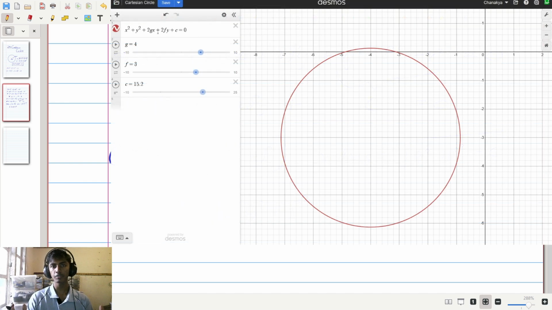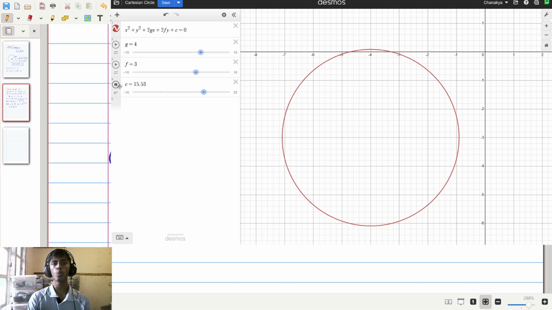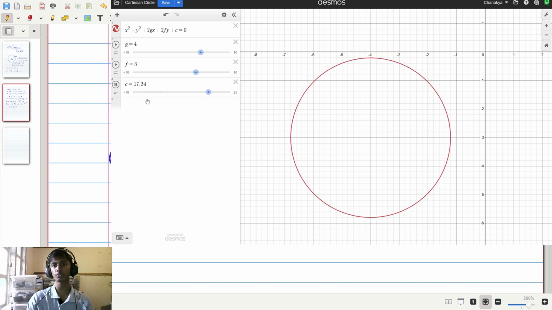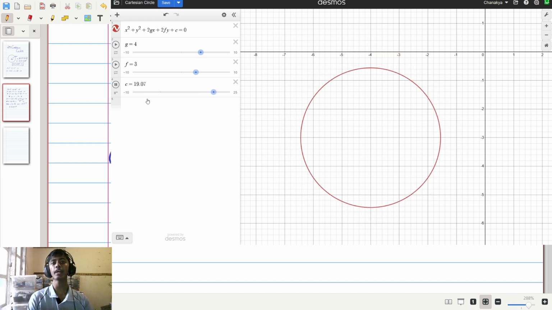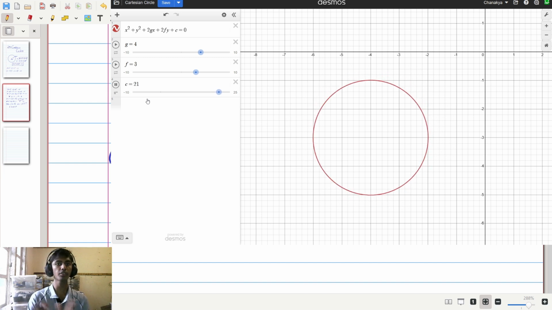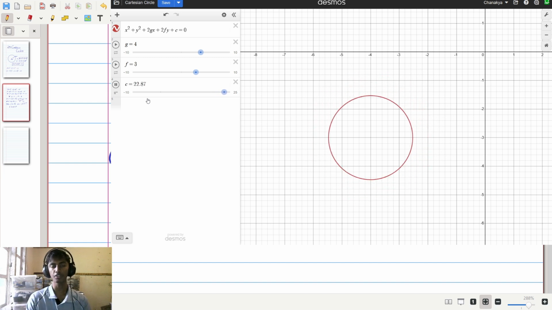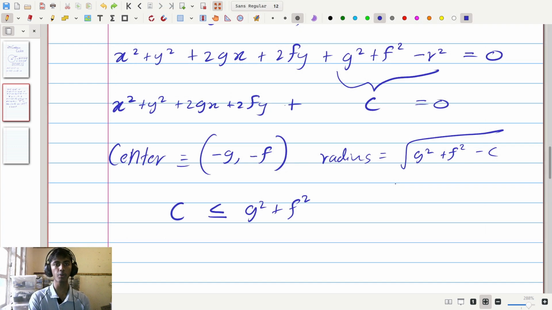I'll put an animation of that right now, and as you can see, when c approaches the value of g squared plus f squared, the circle gets really small, and as c passes the value of g squared plus f squared, the circle disappears. That is because the radius of the circle is actually a complex number, at which point there are no real solutions x, y for that circle. So therefore the circle simply does not exist within the real numbers.